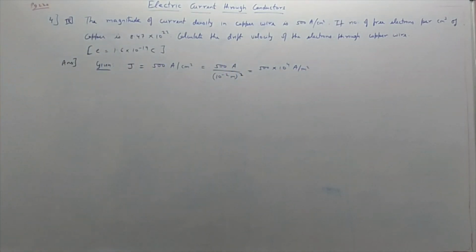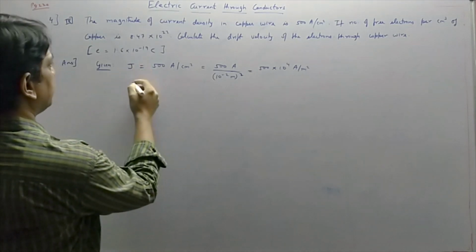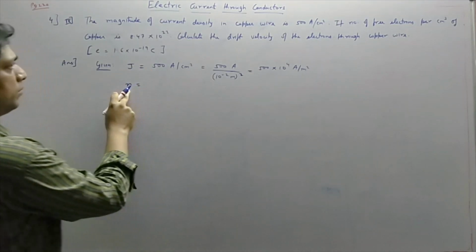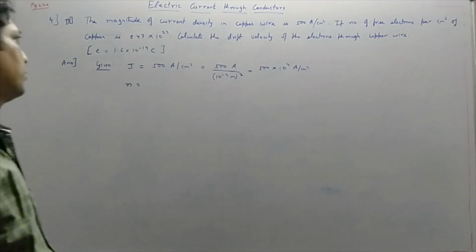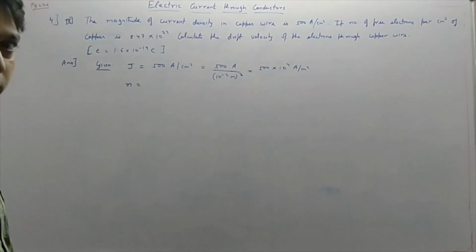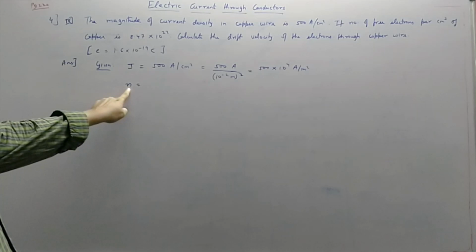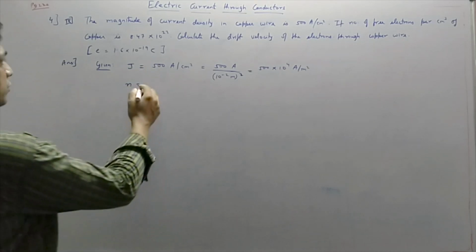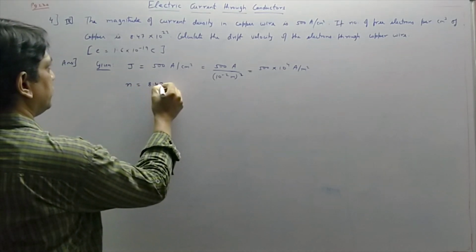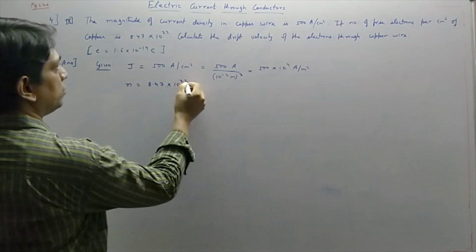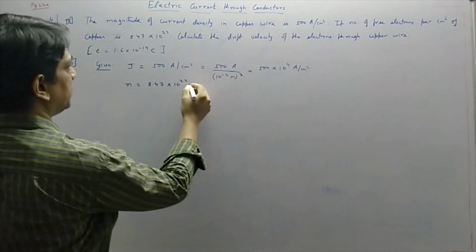Minus 4 goes up as plus 4. And here we have the number of electrons again, small n. Small n is capital N upon volume, the total number of electrons per unit volume, per centimeter cube. So that is denoted by small n, which is 8.47 into 10 raised to 22 per centimeter cube.